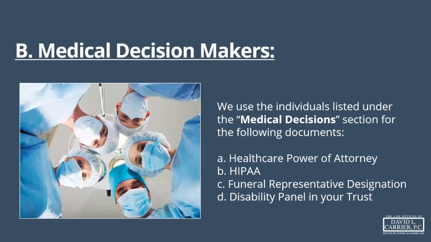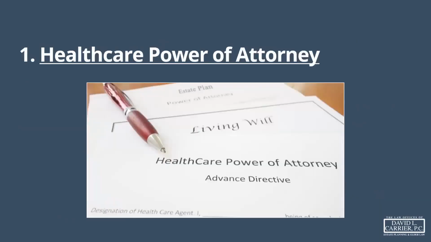Next up is a medical decision maker. So who's going to take care of your medical decisions if you can't do that? So the healthcare power of attorney document in Michigan is only effective on disability. That requires 2 doctors certifying you as not being competent. Then you name patient advocates to make that decision. So besides a healthcare power of attorney for medical decisions, we also have a pretty standard HIPAA, and then a funeral representative designation, and we have a disability panel in the trust. So let's talk about those one at a time.